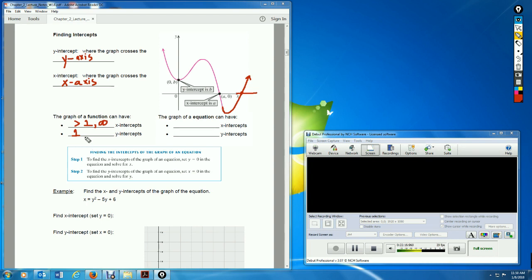Because if it intercepted the y-axis in more than one place, like if this came up here and did this, now it is no longer a function, because again, it fails that vertical line test. And we'll talk about that again briefly later in the chapter. So there is a difference between a function and an equation. An equation can have any number, say an infinite number, of x-intercepts. You can have any number, say an infinite number, of y-intercepts, if it's just any old equation.